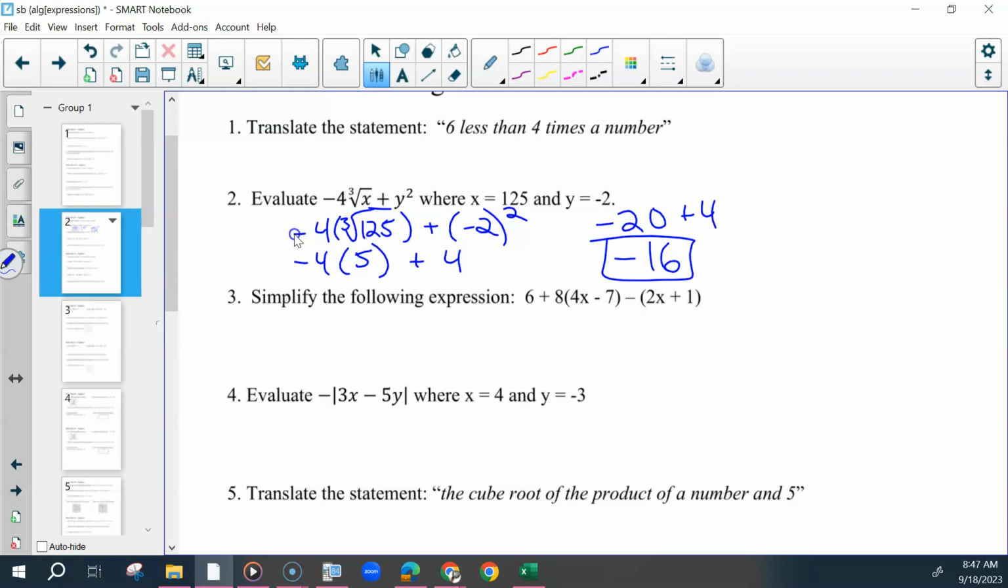Remember that if you were putting this in your calculator, you need to be using parentheses. Also, you need to make sure the square is outside of those parentheses. Otherwise, you're going to end up with a negative instead of a positive. Any questions on that one?